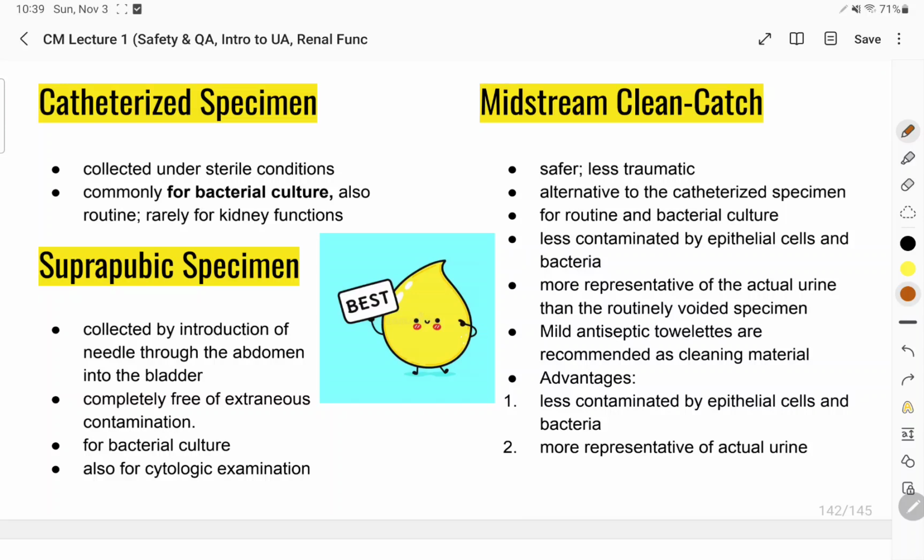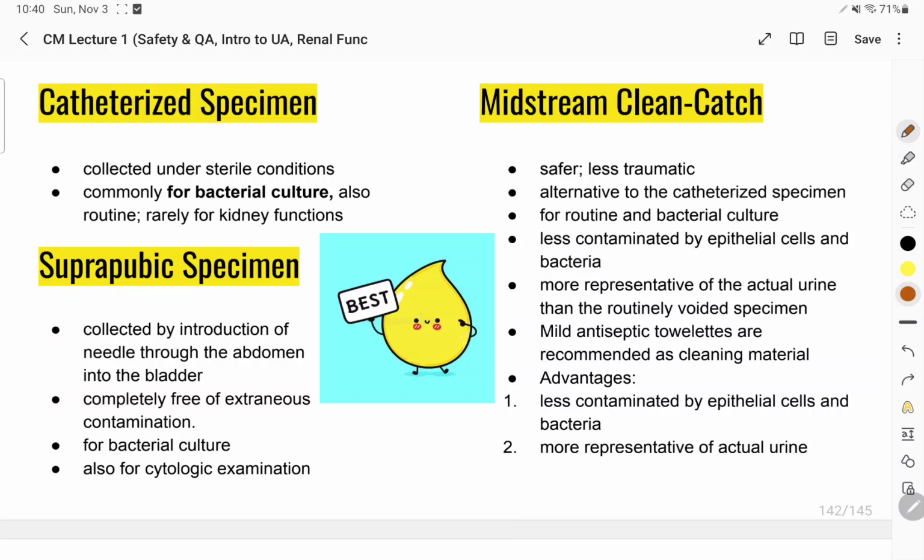Midstream clean catch is safer, less traumatic, and this is the alternative to catheterized specimen. It's also used for routine testing and bacterial culture. Less contaminated by epithelial cells. And it is more representative of actual urine than the routinely voided specimen. We can use mild antiseptic towelettes to clean the genitalia. The advantages of midstream clean catch: less contaminated by epithelial cells and bacteria, and more representative of actual urine.